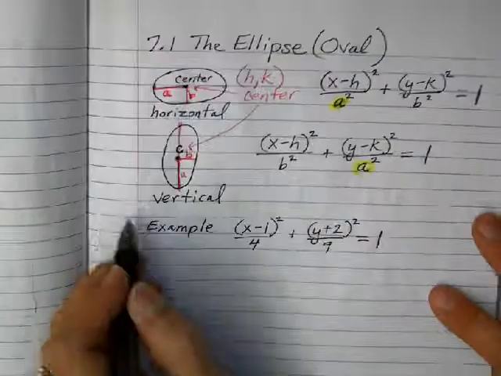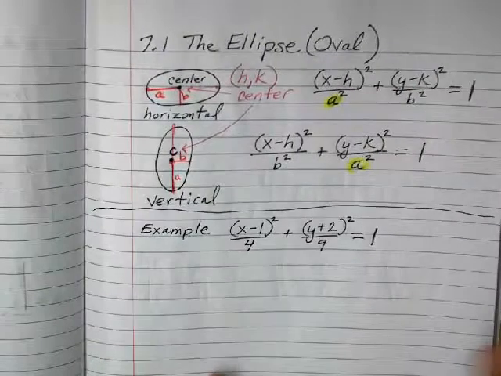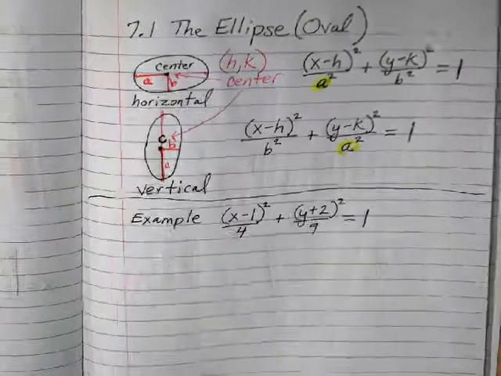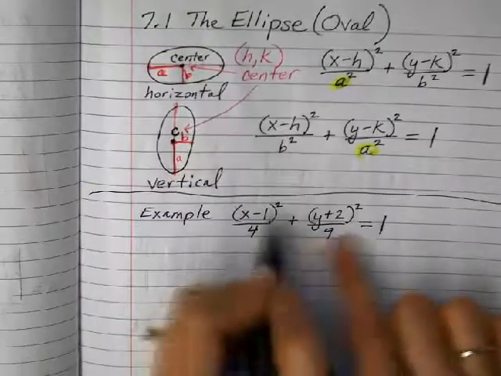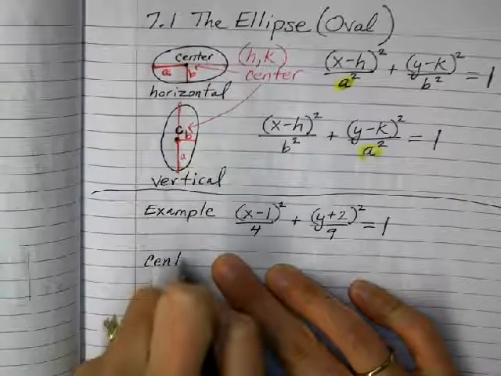Okay, so here's an example. Got the formulas up here. Let's look at this example. Okay, so if you just look at this formula, could you figure out what the center is of this ellipse?